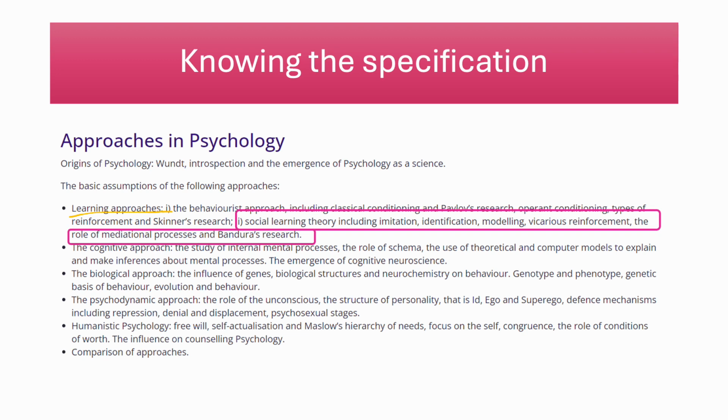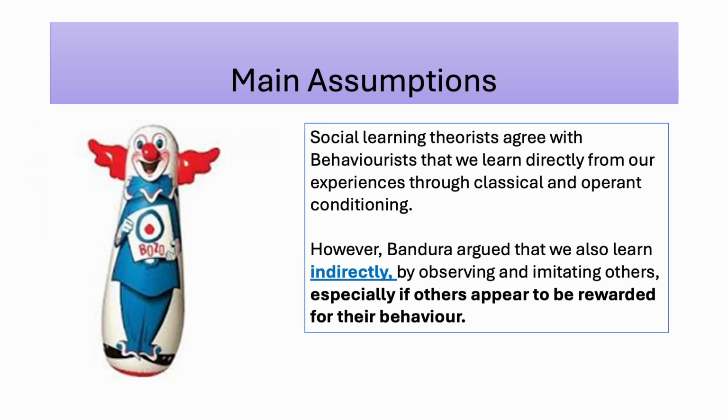So let's begin by looking at the main assumptions of social learning theory. Social learning theorists, and this is why they are considered learning theorists just like behaviourists, agree with behaviourists like Pavlov and Skinner that we learn directly from our experiences through classical and operant conditioning. However, Bandura, who is a social learning theorist, argued we also learn indirectly by observing and imitating others around us in our environment, especially if those others are rewarded for their behaviour.